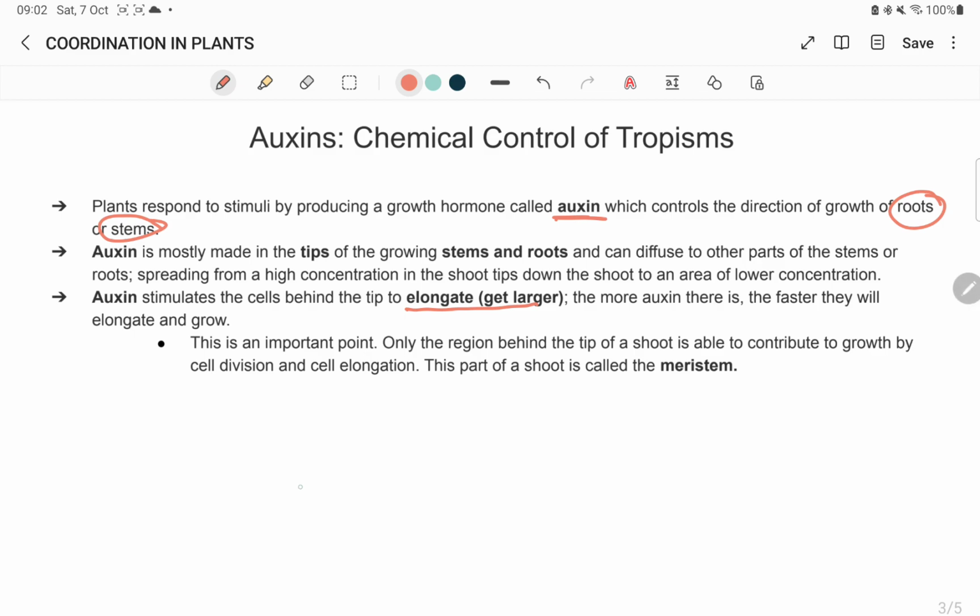So if we have a bean plant growing, this is a shoot, and this is what is developing to be the root. So the tip of the shoot and the tip of the root, that is where auxins will be produced.